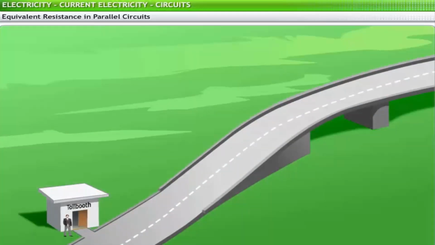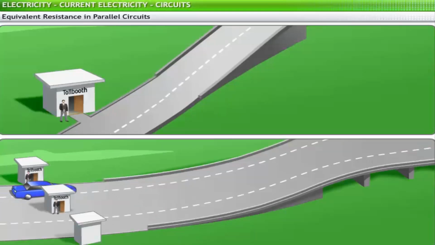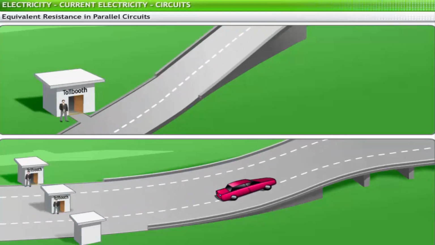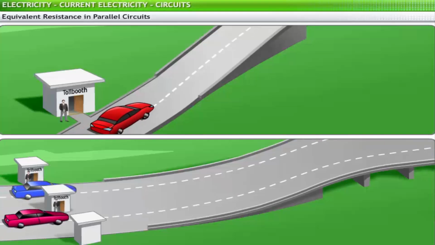This phenomenon can be explained using the example of tollways. A toll booth provides resistance to car flow on a tollway. Adding more toll booths in a toll station will provide more pathways for cars to drive through. These additional toll booths will decrease the overall resistance to car flow and increase the rate at which they go through.